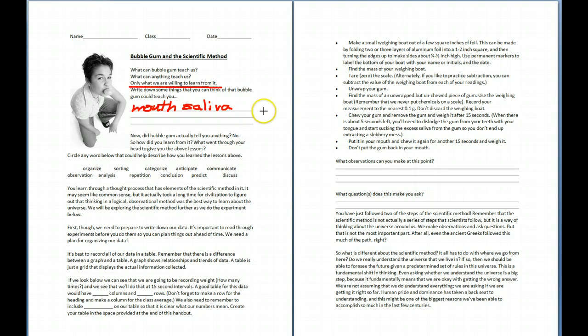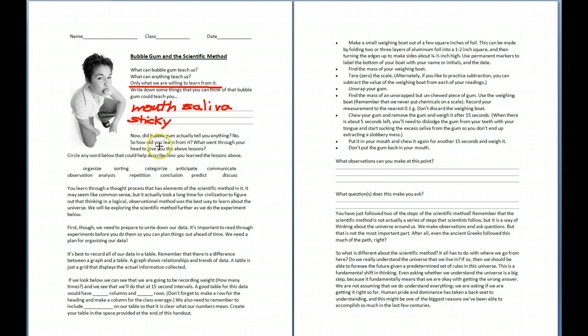Why does your saliva start to come out of your mouth when you start to chew on bubblegum? Maybe it teaches you something about the stickiness of bubblegum. Why is it sticky? Why does it stick together and also then stick to other things? There's many things you can learn from bubblegum. Those are just a few of them.